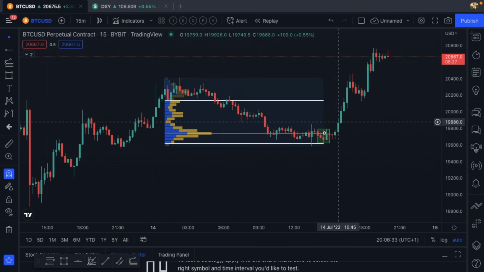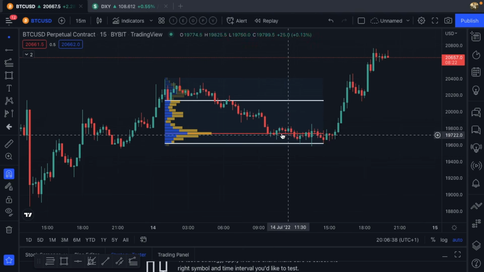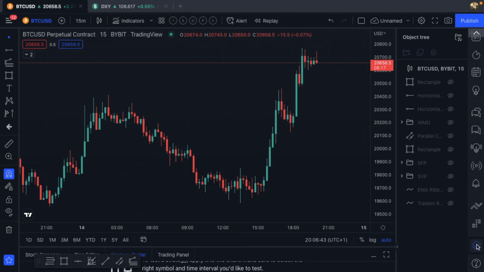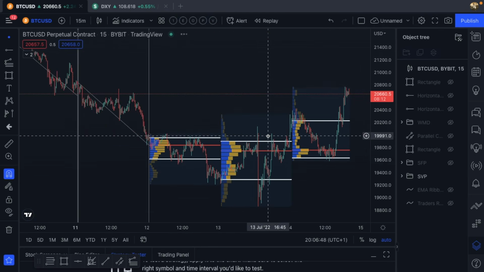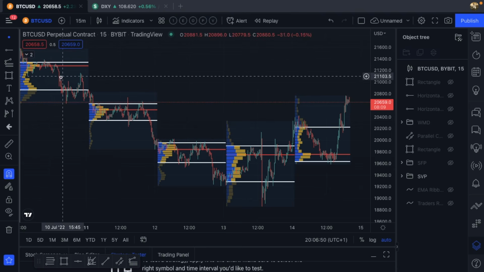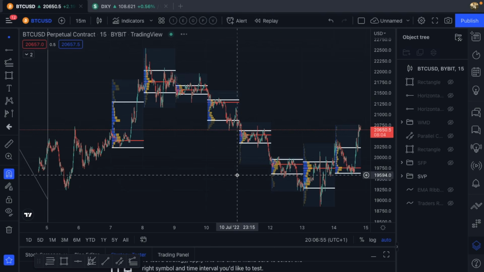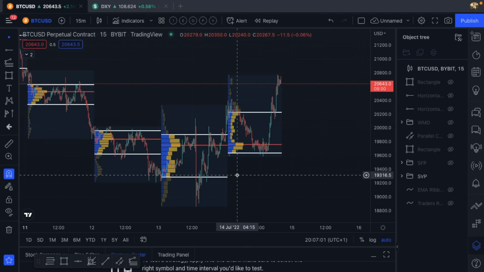Now, I am going to delete this box, and I am going to delete this value area range, because as I said, I put this on my chart every single day. So here you can see I've got my zones. So all of these profiles represent a session. So this volume profile is very good to help you understand how the market moves in a day.